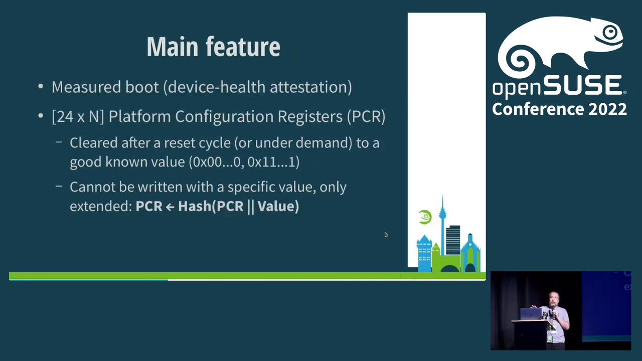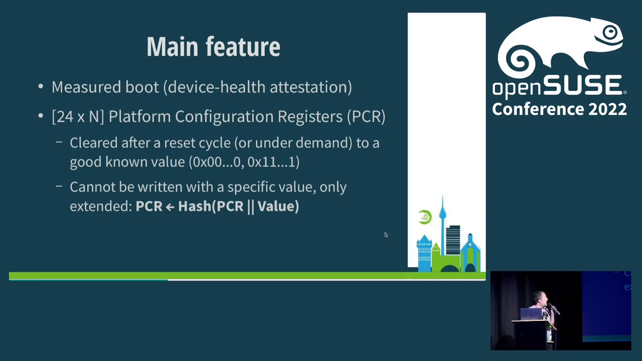But I think that the main feature, the one that is more explored, is measured boot. So it's also known as device health attestation. Basically, internally, the TPM has several banks of PCRs. PCRs are platform configuration registers. For each kind of SHA or hash family that we have, there is a different set of banks. Usually, we have between 12 or 24. The latest specification is more explicit about 24. So you're going to have those registers numbered from 0 to 23. And each register is going to be used at certain moments during the boot process.